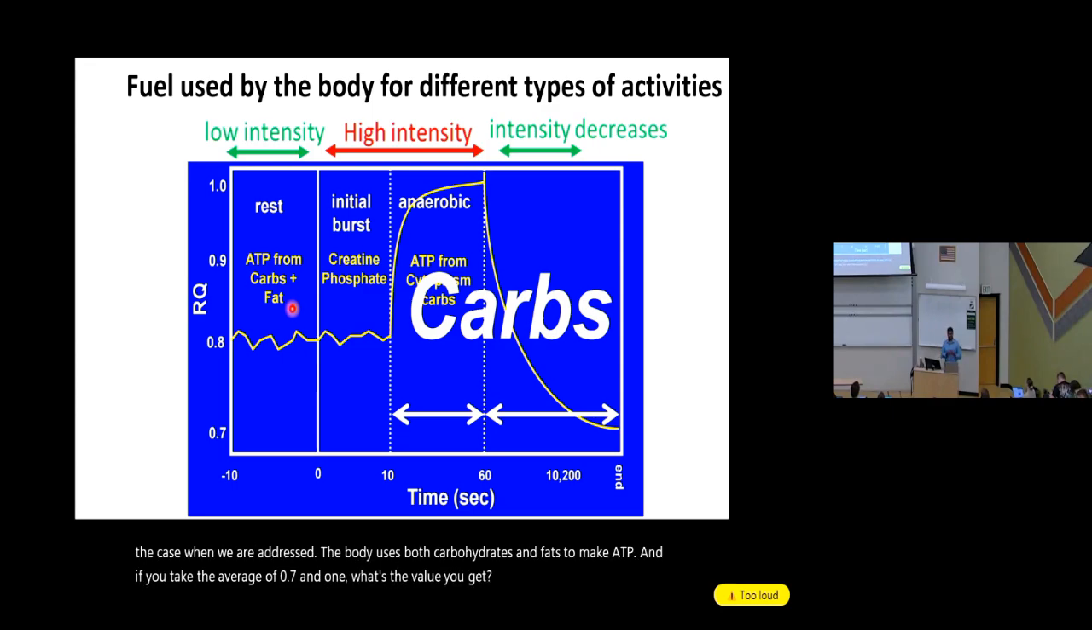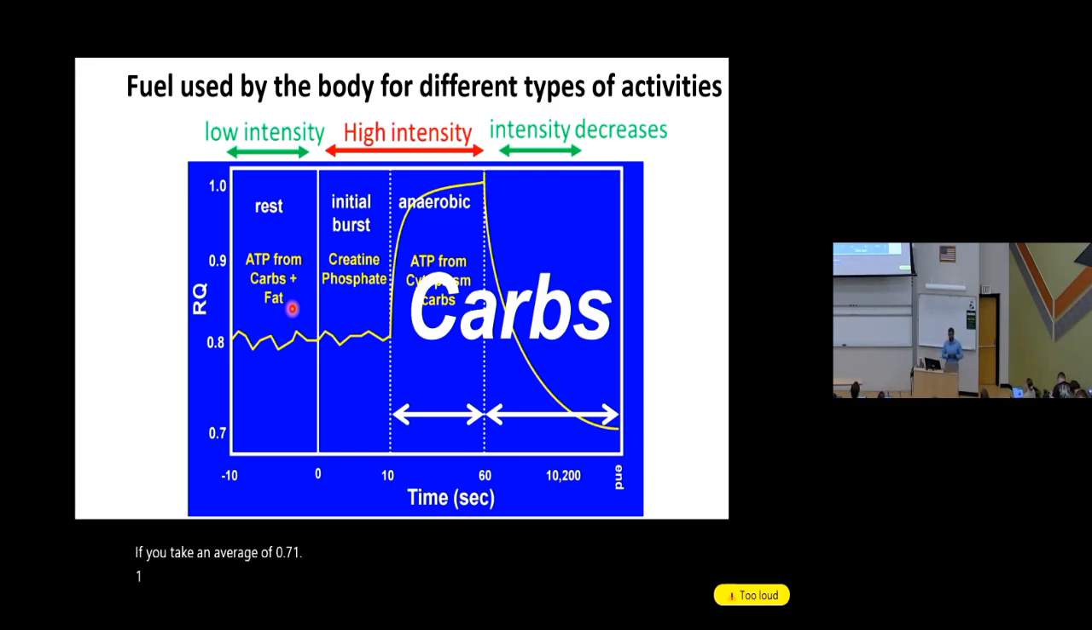If you take an average of 0.7 and 1, 1 plus 0.7 divided by 2, was it 0.85? So it's around 0.8, right? So that is why when you are at rest, you have an RQ value of 0.8. Is that clear? Yes?